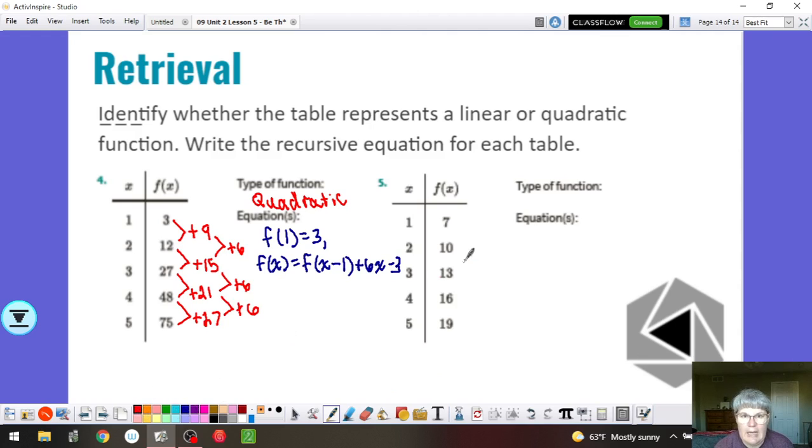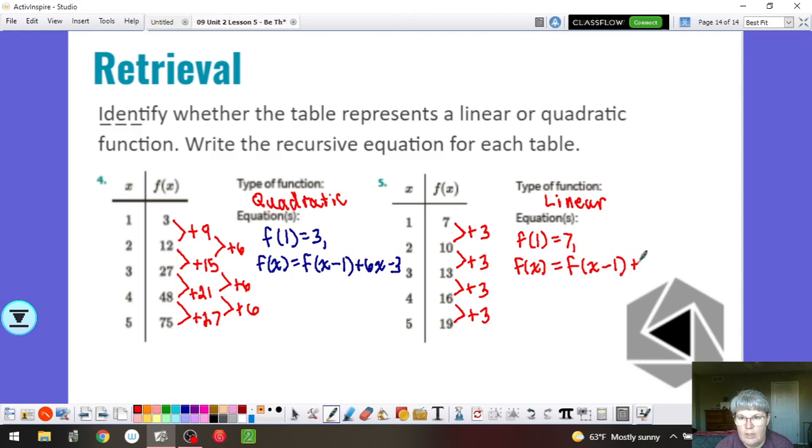If we take a look at number 5, we increase by 3, we increase by 3, increase by 3, and increase by 3. Our first difference is constant, so this is a linear function. Our equation as a recursive equation is f of 1 equals 7. F of x equals the previous term, so f of x minus 1 plus 3. And that is the recursive equation for number 5.